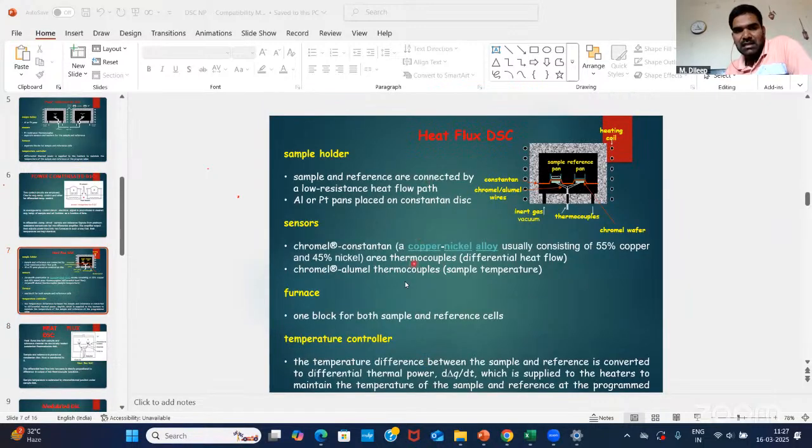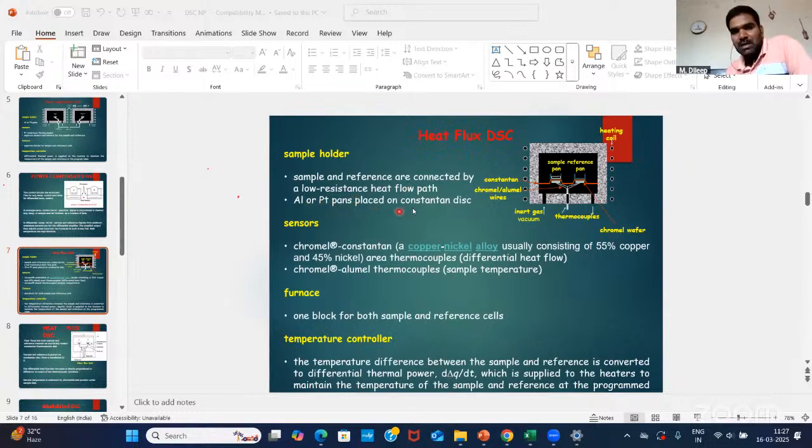Heat flux DSC. This is another type of DSC. Here in this heat flux DSC, there are heat coils. You can observe this is the sample pan, this is the reference pan. There will be a chromel wafer here. There are thermocouples here. There is inert gas entry. A valve is there, and constantan and chromel aluminum wires are there. Let us see the sample holder. Sample and reference are connected by a low resistance heat flow path. So here in heat flux DSC, the sample pan and reference pan are connected by a low resistance heat flow path.